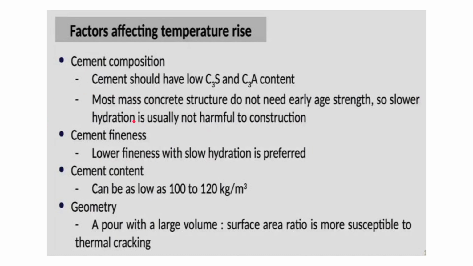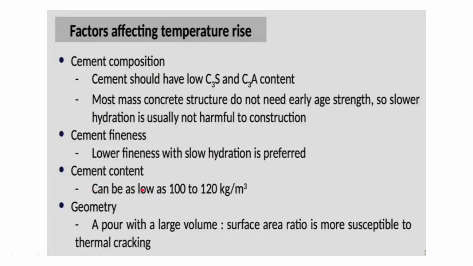The second factor affecting temperature is the cement fineness. As we all know, the greater the fineness, that is, the smaller the size of the cement particles, the higher the rate of hydration. If we have lower fineness, that is, if we increase the particle size or roughness, the hydration will be slow. Slow hydration means less heat liberation. So lower fineness is therefore useful.